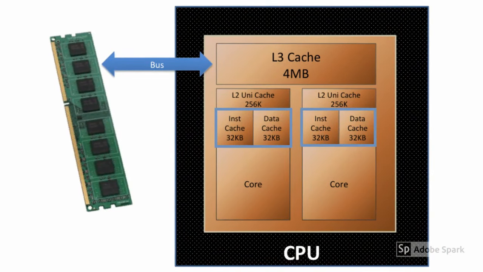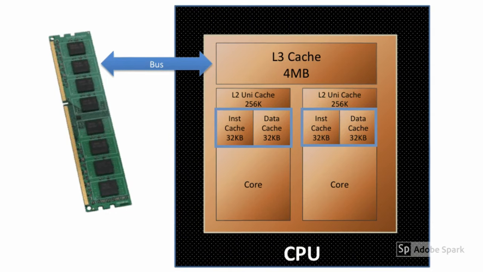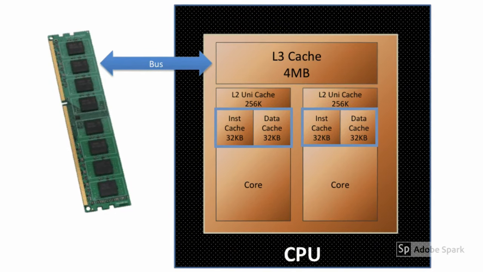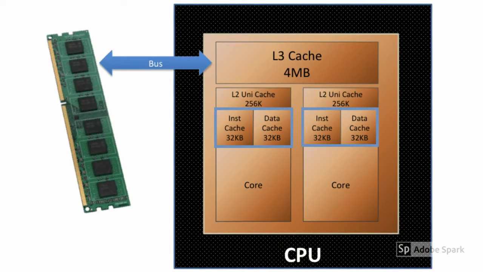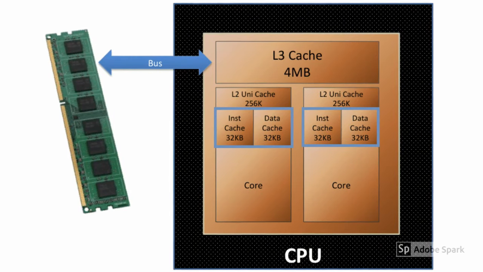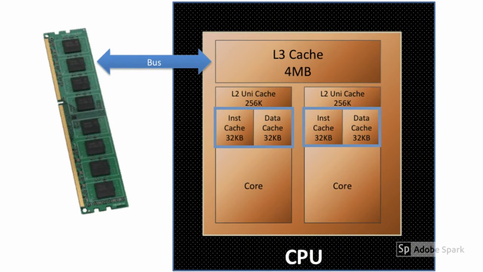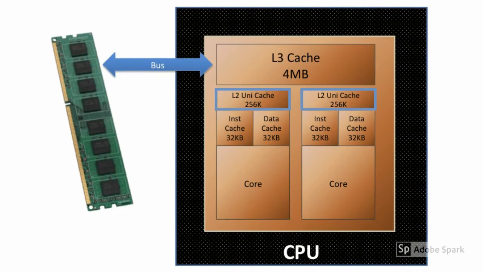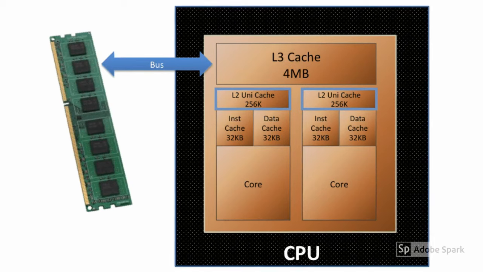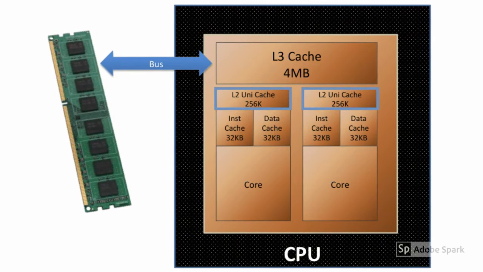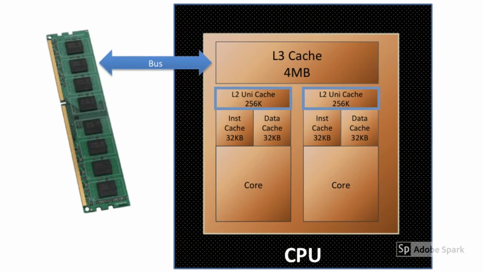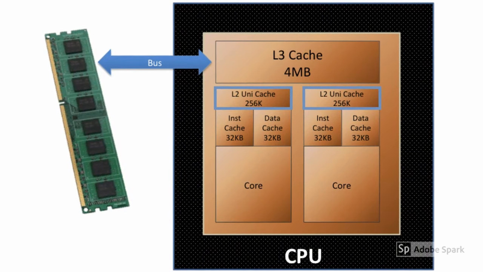L1 cache is the fastest memory in a computer system. L1 cache has the data that the CPU is most likely to need while completing a certain task, so it is accessed first. L1 cache is split into instruction cache and the data cache. L2 cache is slower than L1 cache, but larger in size. L2 cache holds data that is the next most likely to be accessed by the CPU.